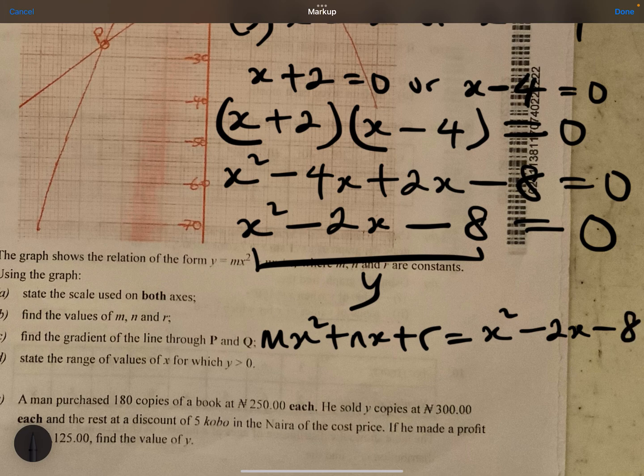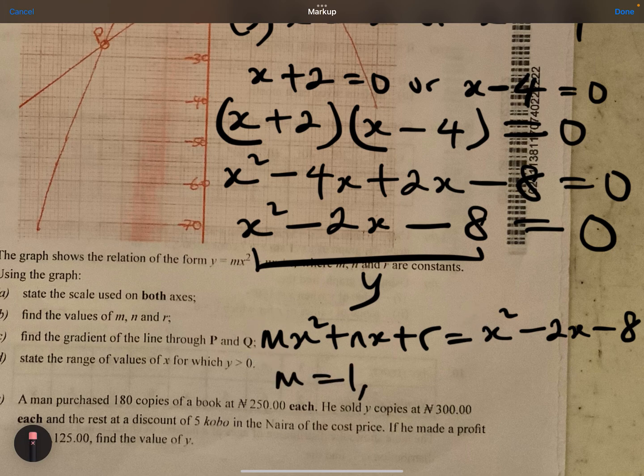Now how do we find m, n, and r? Comparing the coefficients of x squared. The coefficient of x squared on the left hand side is m, and the coefficient of x squared on the right hand side is 1, since x squared is the same as 1x squared. That means m equals 1.